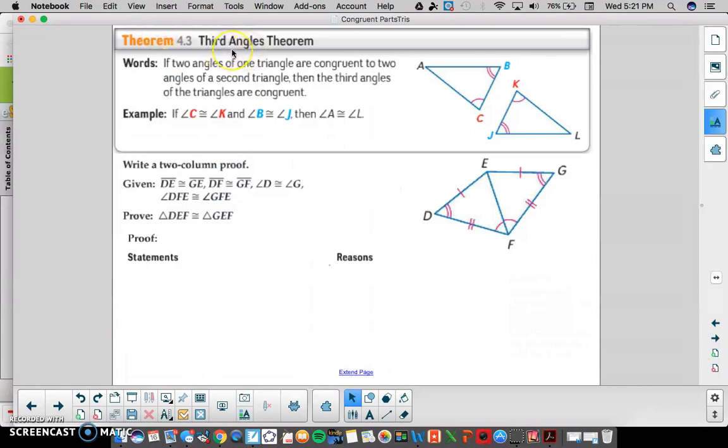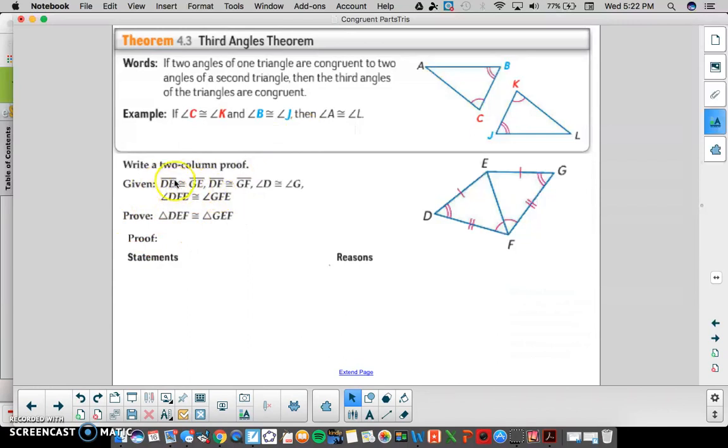Okay, we have another theorem that we want to introduce. This is called the third angles theorem. So if we already know two angles in this triangle, we could find the third. But if we know those two angles are congruent to two other angles in another triangle, we automatically know those third angles have to be congruent. And that's what this theorem says. If two angles in the triangles are congruent, then we know the third angles are also congruent.